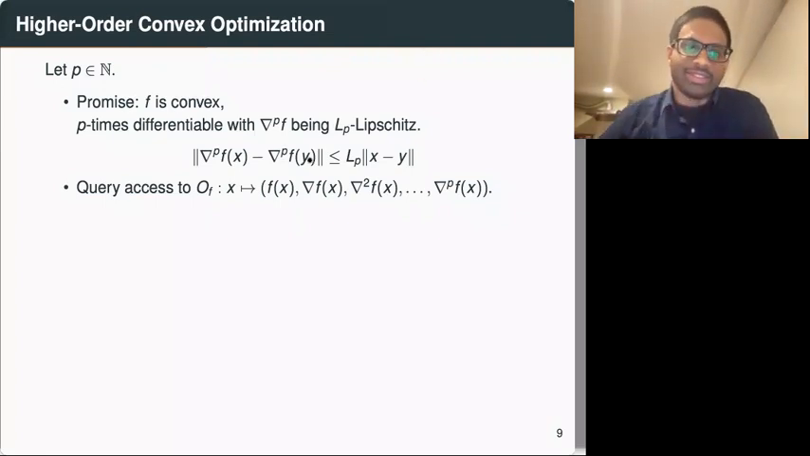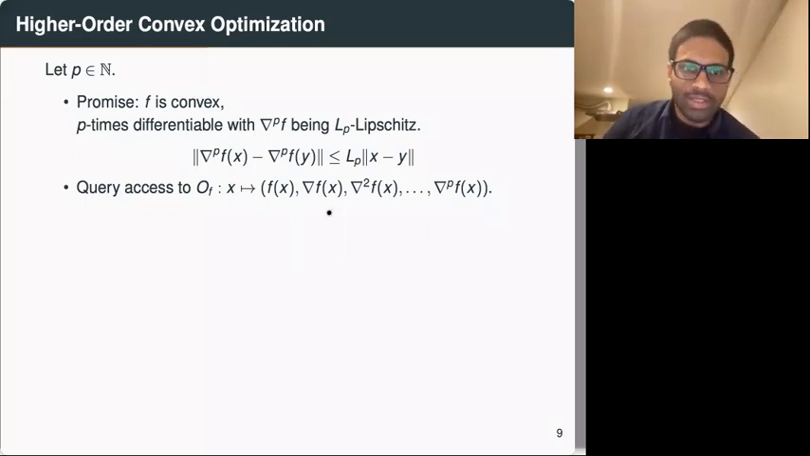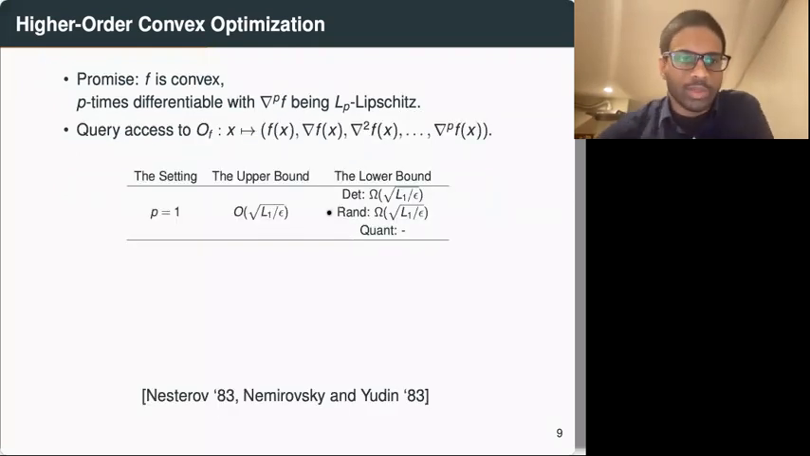And we're given query access to f in the sense that on an input x, you're given the function value and you're given all the p higher order derivatives of f at that point x. And this might be a bit far-fetched because these higher order derivatives are huge tensors that might be messy, but we're only interested in how many queries it takes. We don't care about how complex it is to actually give you these higher order derivatives. And this is still an interesting setting, mainly because you do get better algorithms in this setting. So for instance, in the setting with p equal to 1, you get an upper bound of square root of 1 by epsilon instead of 1 by epsilon squared.